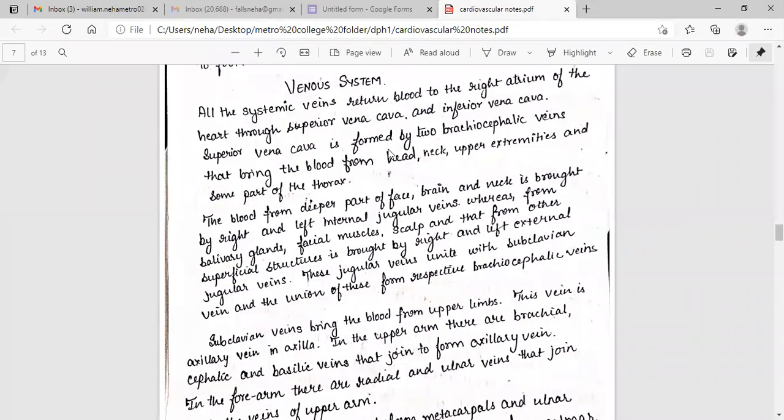Now, all the systemic veins return blood to the right atrium of the heart through the superior vena cava and inferior vena cava. The superior vena cava is formed by two brachiocephalic veins that bring the blood from the head, neck, upper extremities, and some part of the thorax.